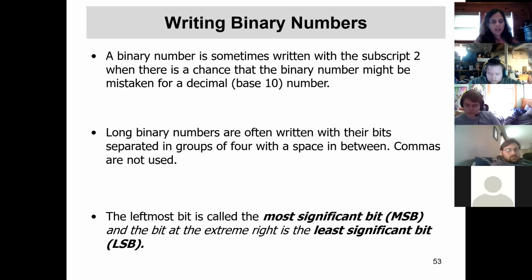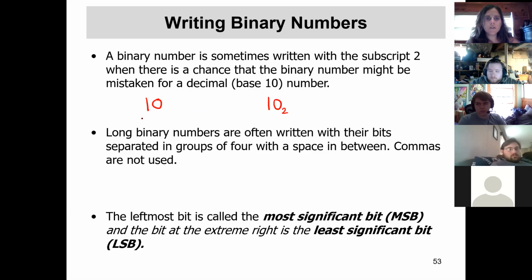Okay, a binary number is sometimes written with the subscript 2 when there is a chance that the binary number might be mistaken for a decimal or a base 10 number. So for instance, if I write the number 10, and you saw that any other time today, you would have said that's the number 10. So if we're talking base 2, you can see a number like 10, but it won't mean 10.